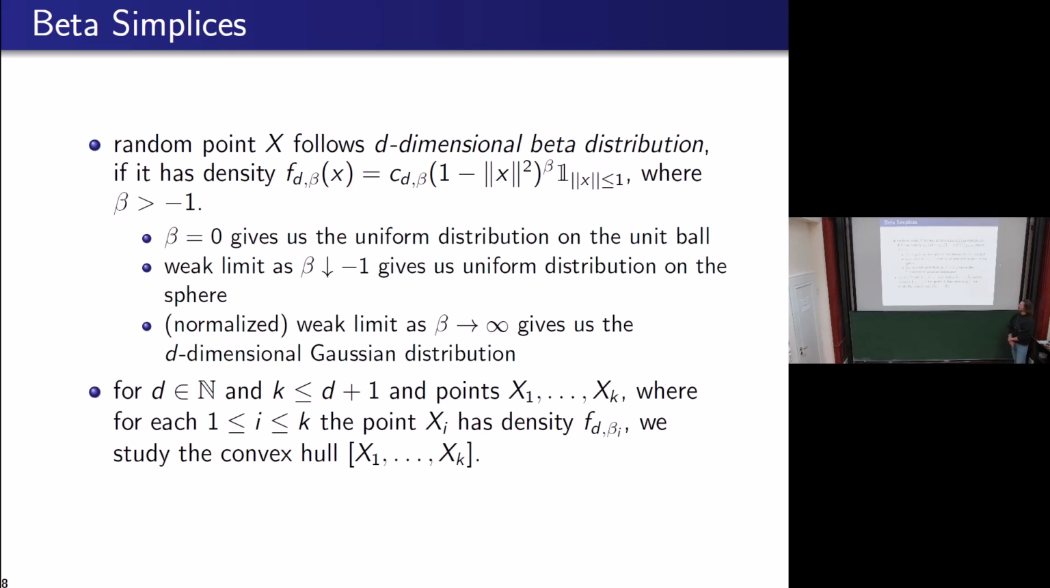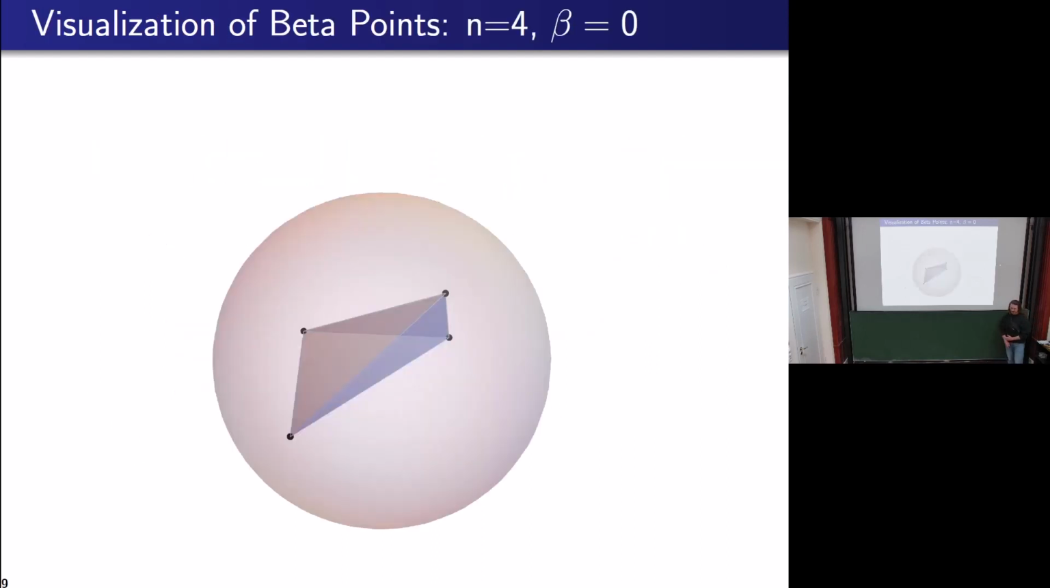So, like I said, this is the object we're going to study: we have different points, at most d+1, and we don't need the beta parameters to be the same. They are all from the same family of distributions, but they can have different beta parameters. So you can have some in the ball, some maybe on the sphere, and some closer to the origin. To visualize this density, I've created some pictures.